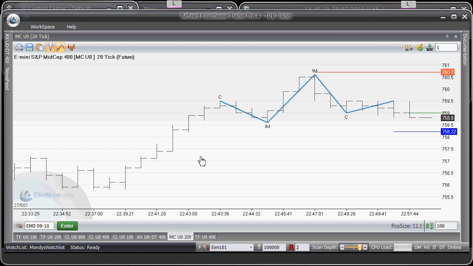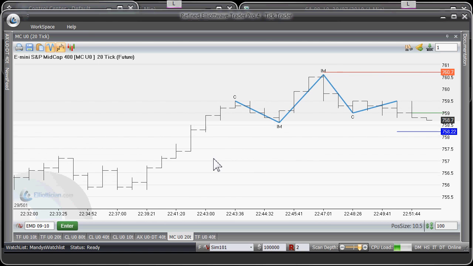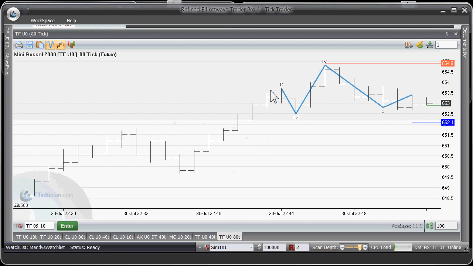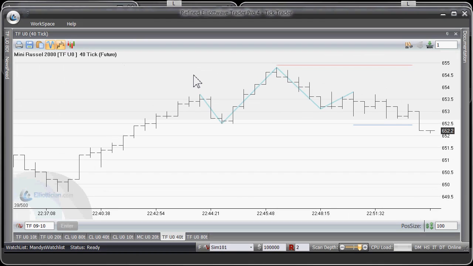Okay, it looks like we've got a nice setup on the S&P Mini. So I'll place that trade. Order filled. And it looks like we've got another pretty trade happening on the Mini Russell. So I'll place that trade also. Order filled. Order filled.